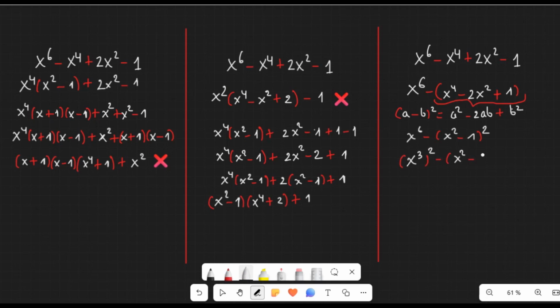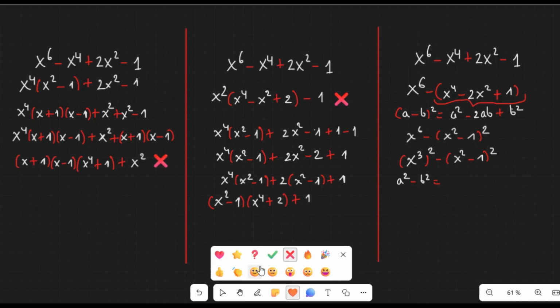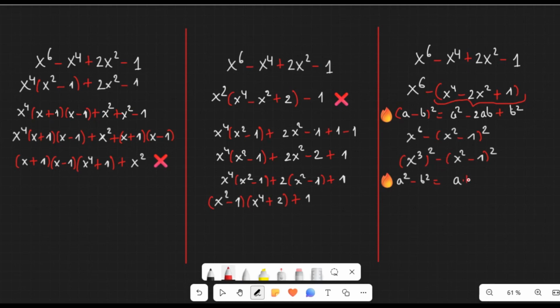We rewrite our initial x to the 6th as x cubed raised to the square to match the structures. We invoke our well-known difference of squares formula to destroy both outer exponents. We add and subtract both bases, victoriously arriving at the correct factored expression, marking it with the green check.